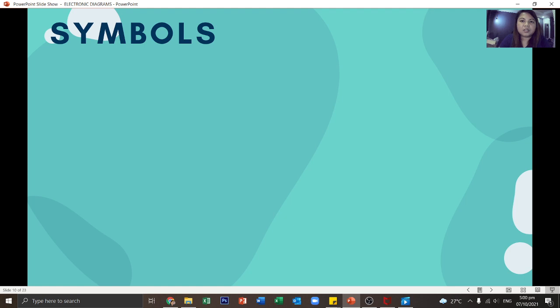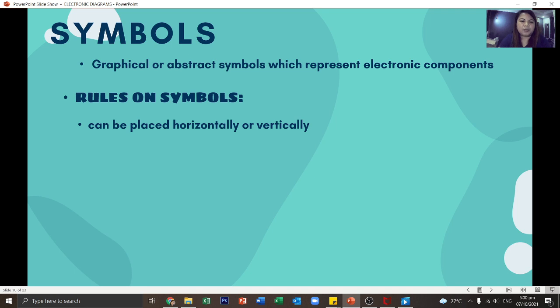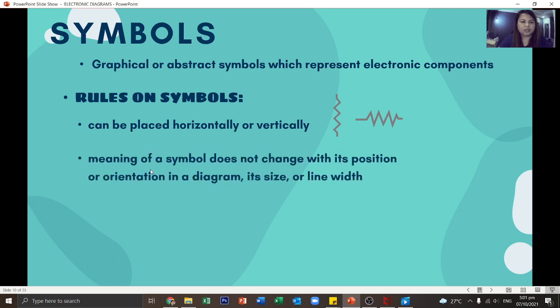First, we discuss the symbols. Symbols are graphical or abstract symbols which represent electronic components. There are rules on how symbols are placed in a schematic diagram. First, they can be placed horizontally or vertically. For example, this resistor can be placed like this one. This is vertical, and this one is horizontal. The meaning of a symbol does not change with its position or orientation in a diagram, its size, or line width.